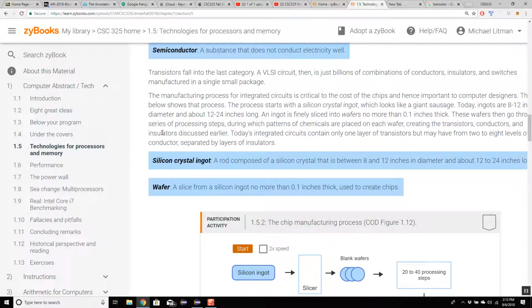All right, so all these things are created from this ingot. You think of it like a tube-looking thing that they cut little slices off of when they're making their processors. It's like Play-Doh or something like that. So a rod composed of silicon crystal is between 8 and 12 inches in diameter and about 12 to 24 inches long.